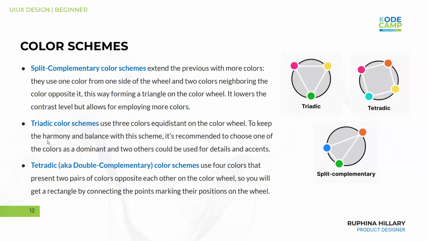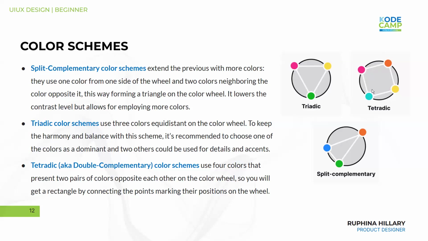Then we also have the triadic color scheme. It's simply selecting three colors that make a triangle on the color wheel. So this triadic color scheme will give you balance, the perfect balance of colors. No one is dominant, no one is too shouty, none is too loud, but it's just properly balanced. Right? So we also have the tetradic color scheme.